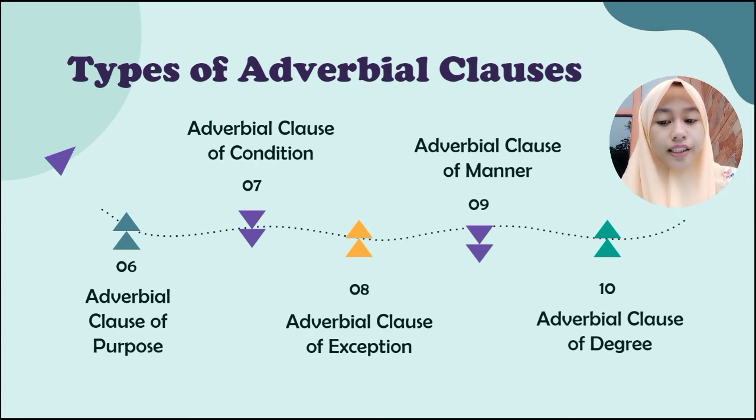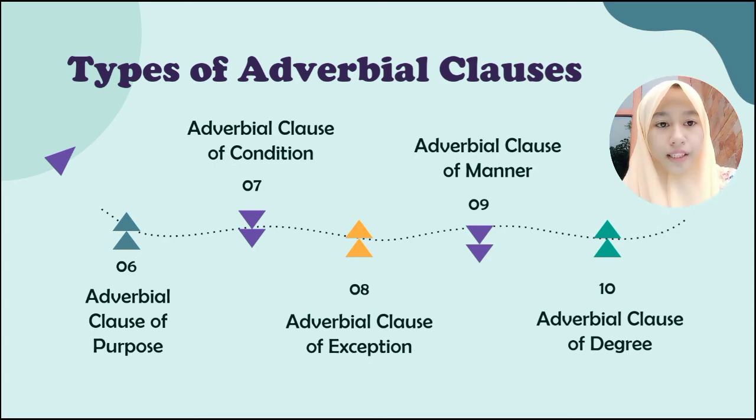The next is adverbial clause of condition. Conjunctions for the adverbial clause of condition are if, unless, if only. The example: if you go, I will not cry. The example of unless: unless you go, I will not cry. And the example of if only: if only you would know me, I could be happy.